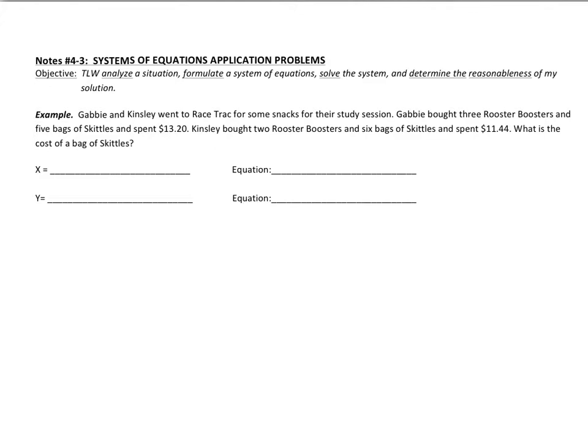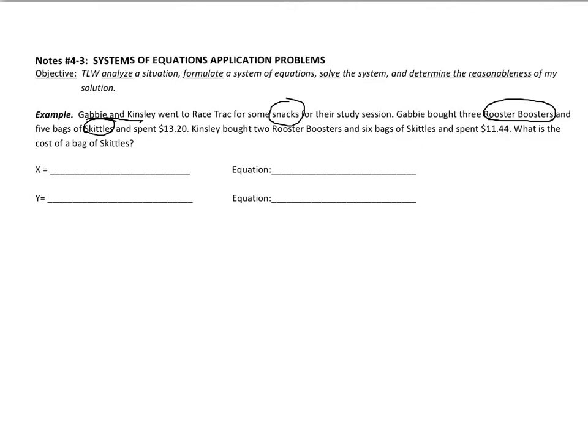So in these word problems, the first thing that you want to do is assign your variables. In this problem, we have 2 girls, Gabby and Kinsley, and they're buying snacks. The 2 snacks that they buy are Rooster Boosters and Skittles. Because the snacks are what is being assigned coefficients, our 2 snacks are going to be our variables.